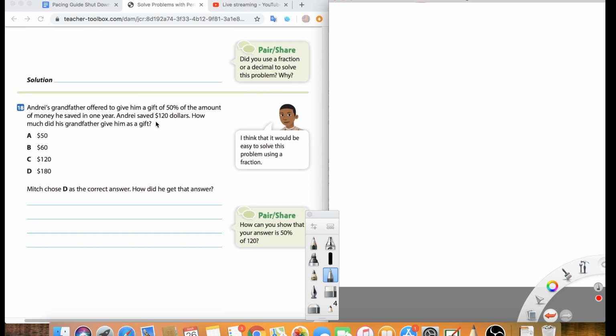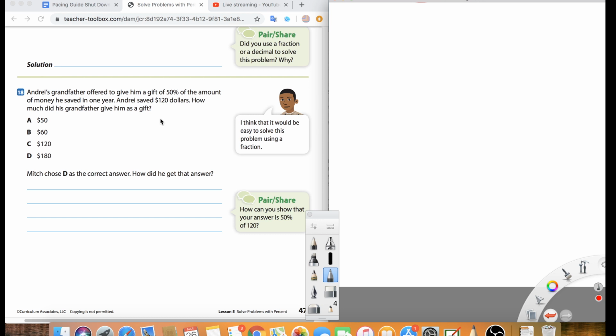It says Andre's grandfather offered to give him a gift of 50% of the amount of money he saved in 1 year. Andre's grandfather saved $120. How much did his grandfather give him as a gift? Now this grandfather is going to give him 50% of $120, 50% of this amount.